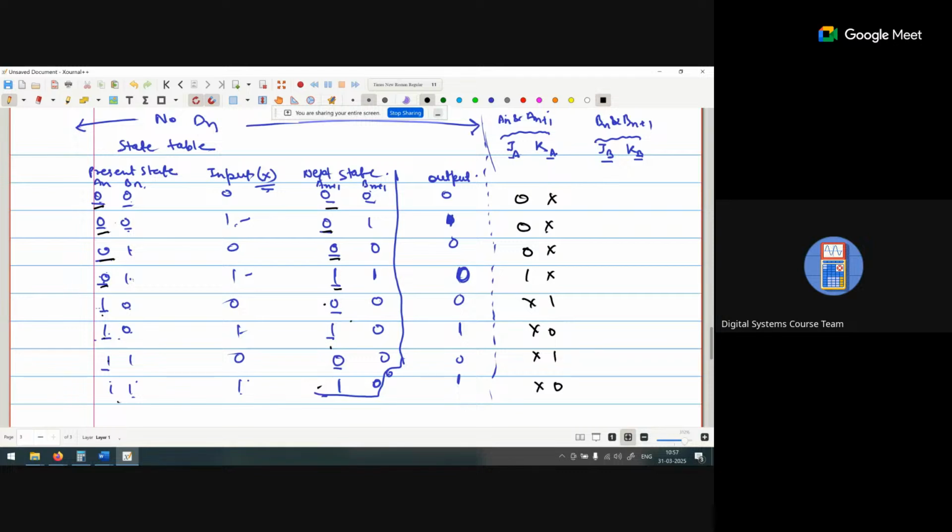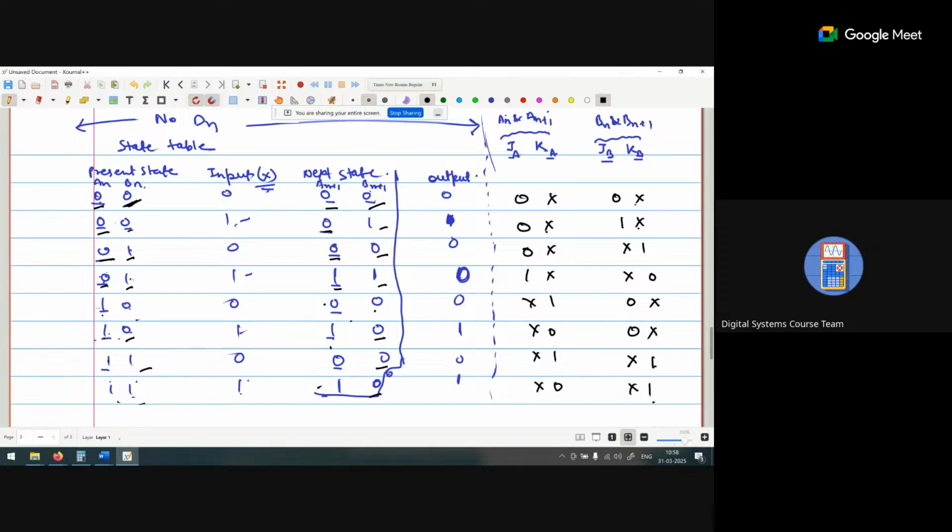Similarly for JB and KB: 0 and 0 gives 0 cross, 0 and 1 gives 1 cross, 1 and 0 gives cross 1, 1 and 1 gives cross 0, and so on.